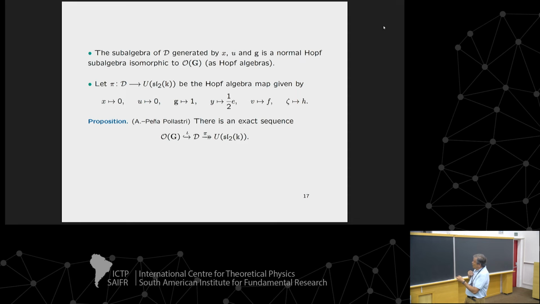There is an exact sequence of Hopf algebras, where O of G has a map iota. This iota comes from the isomorphism here, and pi I already described. As you put them together, you get an exact sequence of Hopf algebras. So to understand D, this is much better than the set of relations.